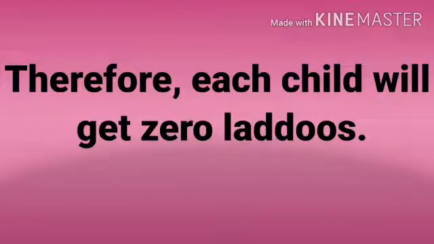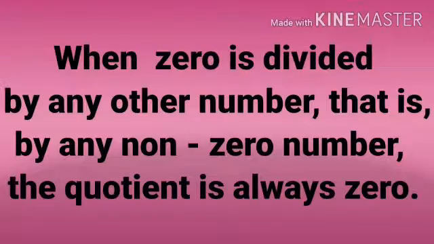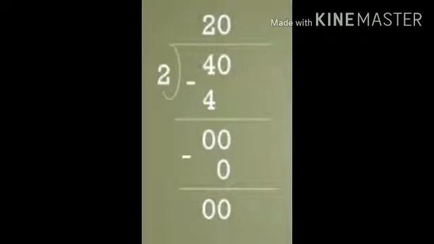Students, remember this. When 0 is divided by any other number, that is by any non-zero number, the quotient is always 0. Let's solve another example. 40 divided by 2. 2 times 2 is 4. So 4 minus 4, the answer is 0. 0 will carry forward. We get 20. 2 times 0 is 0. So 0 minus 0, the answer is 0.